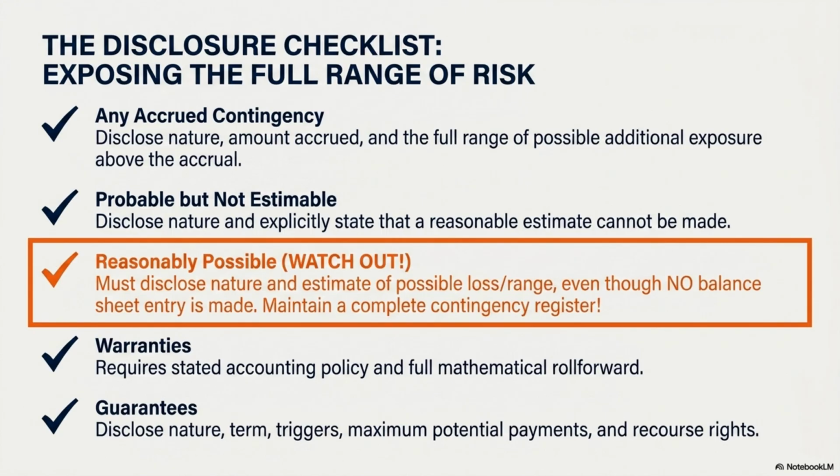Maintain a complete register. For warranties, your footnote needs the accounting policy and the full mathematical roll forward showing opening balance, current year expense, changes in estimate, claims paid, and closing balance. For guarantees, nature, term, triggering events, maximum potential payment, and any recourse or collateral rights. Work through this list for every item at every close. The most common audit finding in contingency accounting is not a wrong number. It is a missing disclosure.